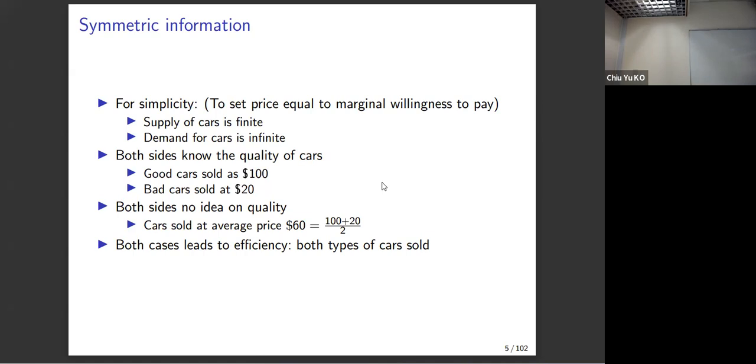Since there are more buyers than sellers, buyers bid up the price. They're going to pay 60. If they pay more, they lose; if they pay less, others will bid up. At this point no buyer is willing to pay more, so that is the outcome. It simply means that if information is symmetric, every car is being sold. That's why I justify the next slide.